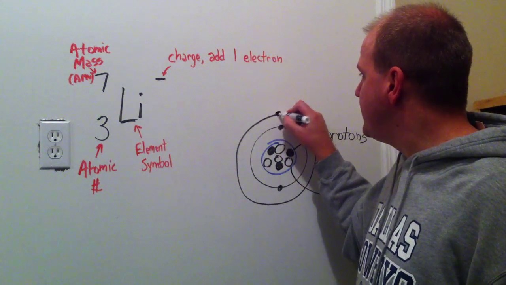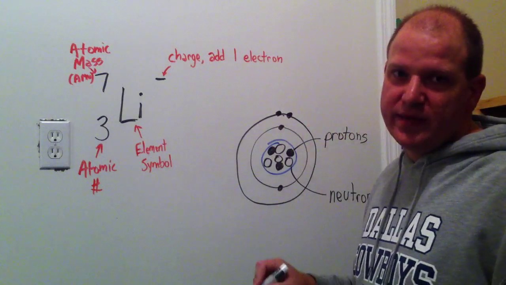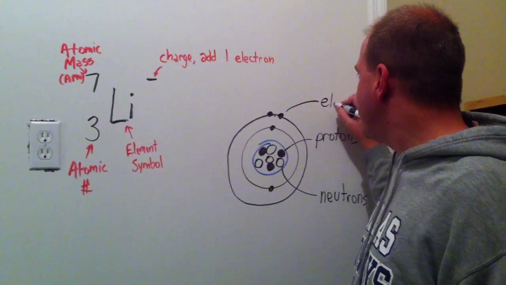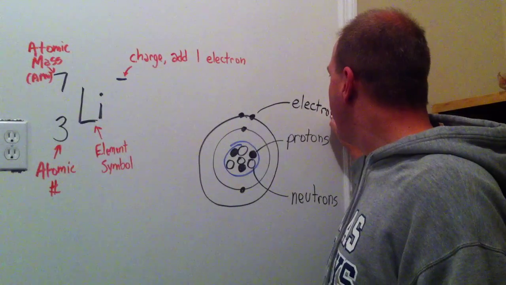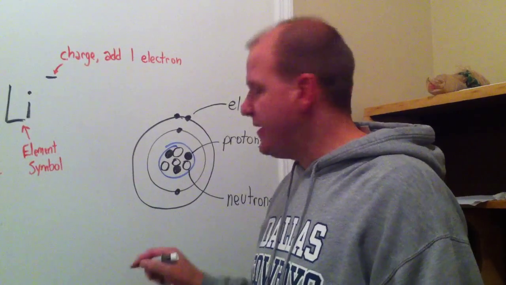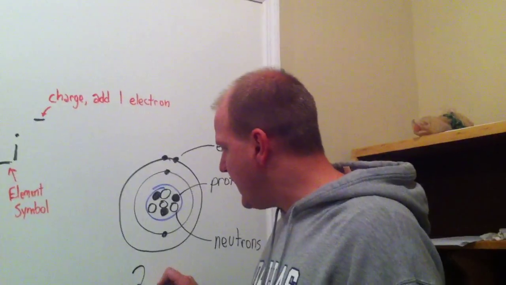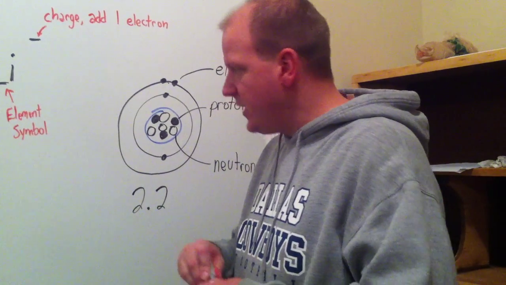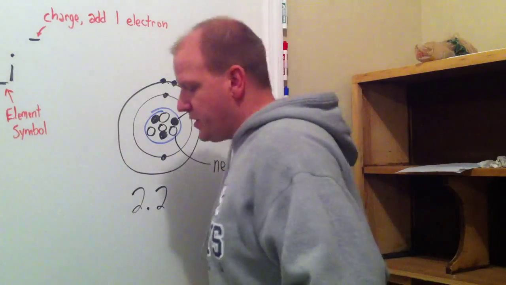So I'm going to put 2 electrons at the top of this electron cloud. So then I label this electrons. And now all I have to do to finish this drawing is to put the number of electrons in each cloud at the bottom. So there's 2 in the first cloud and 2 in the second cloud, 2.2. So therefore, this atom has been drawn correctly.